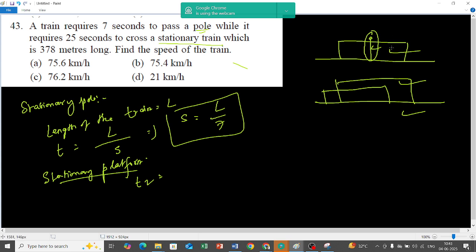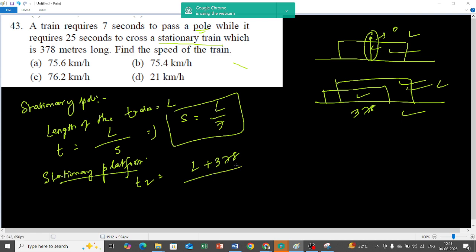Do you get my point, Orijit? When the train is crossing a pole, the pole doesn't have any length. What is the length of the pole? 0. What is the length of the train? L. So L plus 0 is L. But what is the length of this stationary train? It is given, 378. And what is the length of this other train? That is L. So the total distance covered is L plus 378.